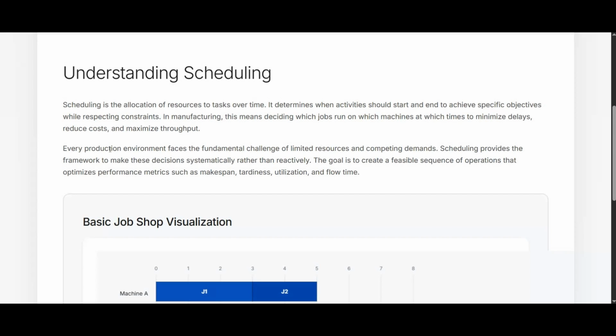The goal is to create a feasible sequence of operations that hits key performance metrics like makespan, tardiness, utilization, and flow time. Makespan, by the way, just means the total time it takes to finish all jobs. Tardiness refers to how late jobs are compared to their due dates. Utilization shows how effectively we are using our machines, and flow time is how long a job spends in the system from start to finish.